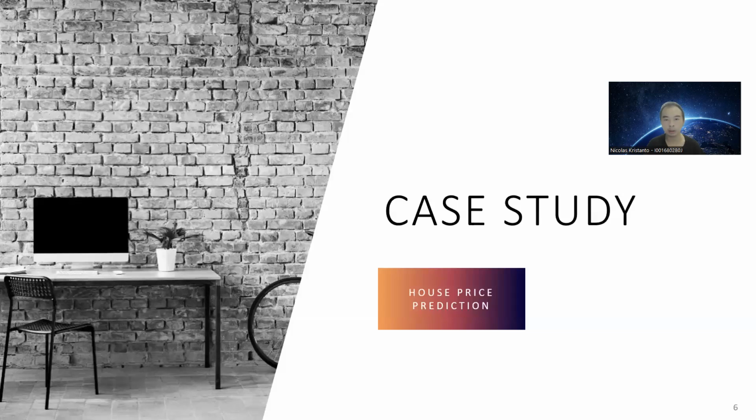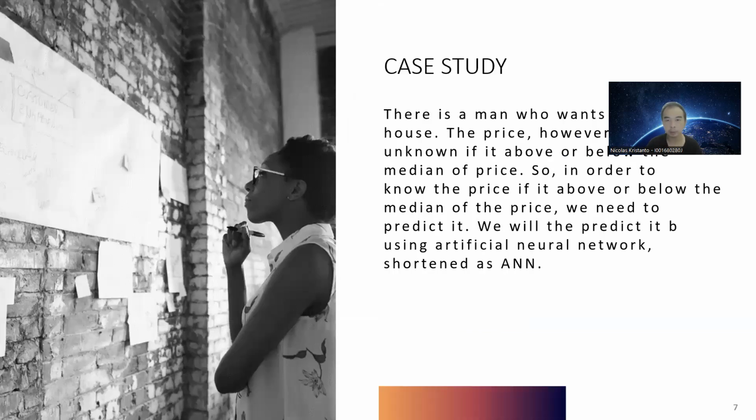The case study, or the example that we use for the practice of artificial neural network, is house price prediction. So there's a man who wants to buy a house. The price is unknown, and the value is whether it's above or below the median of the price. So we need to predict it to help him. How? Well, we can predict it using artificial neural network, or shortened as ANN.